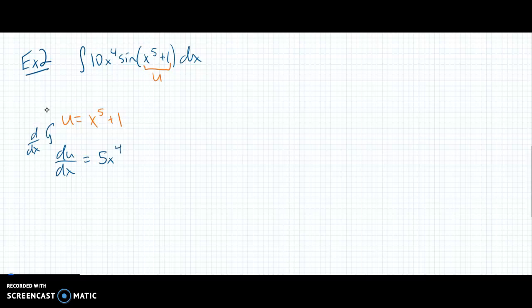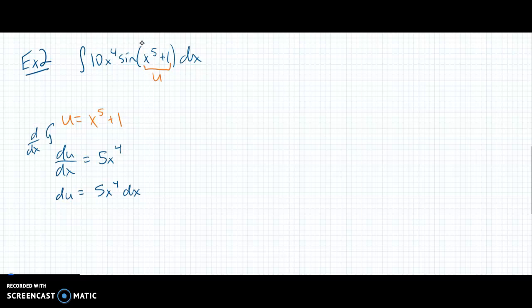Now look at what I have here. I've got a 5x to the fourth right here, and then up here, I've got a 10x to the fourth. So they're not quite the same like they were in the last one. If I could double this, then I'd have that. So that's actually what I'm going to do. I guess we should move the dx over first. So I'm going to say du equals 5x to the fourth dx.